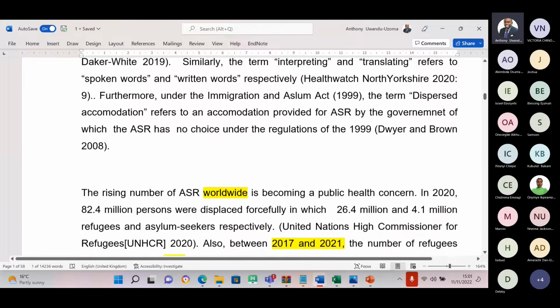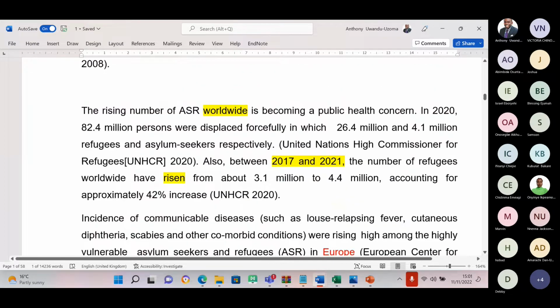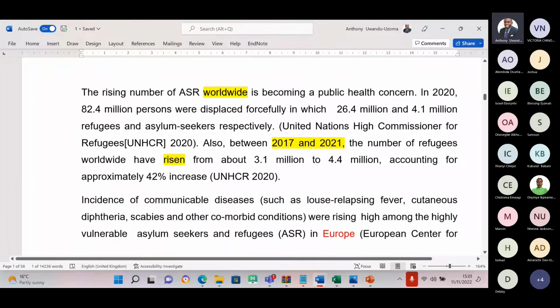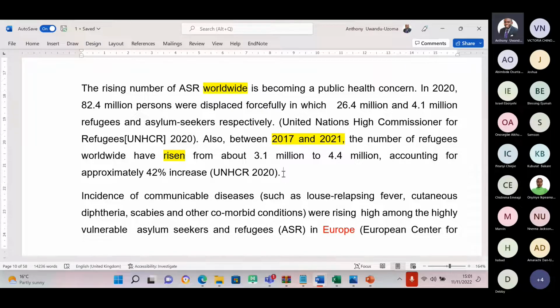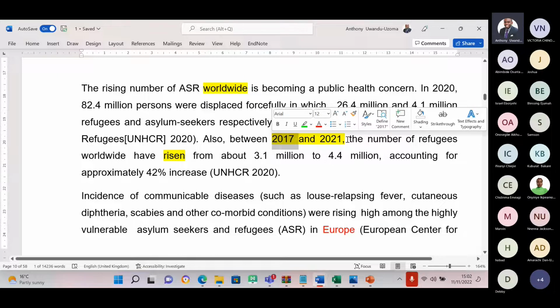So after defining it, you now talk about the epidemiology of your problem. How big is it? Start from worldwide. My own research used some cities in northeast Yorkshire and Humber, but to get to that place I needed to state what is happening worldwide and show that it is a problem. You can see by saying between this and this, the case is rising.